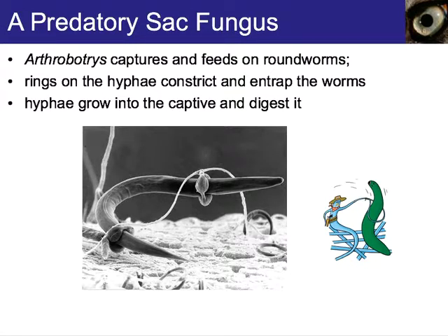Another interesting sac fungus is a predatory sac fungus called Arthrobotrys. What it does is capture and feed on roundworms. So it literally will lasso the worm and then it'll start to digest the worm from the outside in.